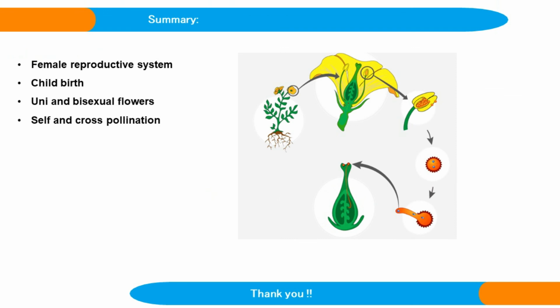So with this we conclude today's topics, and let's summarize them. Today we have learnt about the female reproductive system, childbirth, unisexual and bisexual flowers, and finally about self and cross pollination. That's all for today. Meet you in the next session.